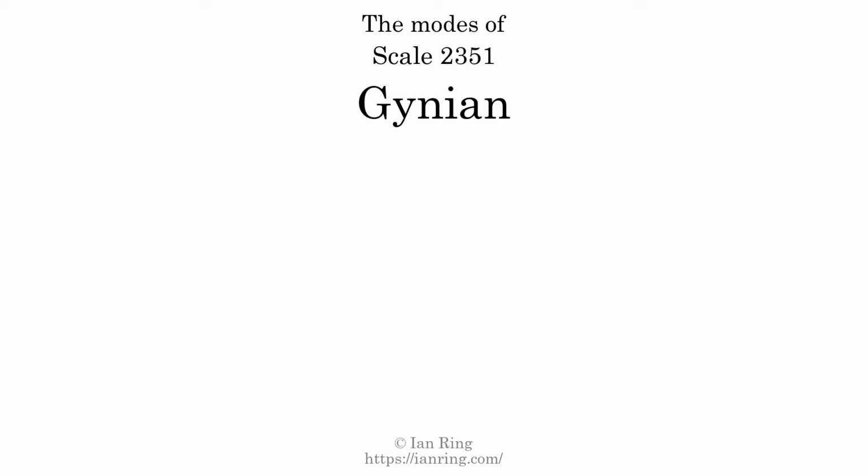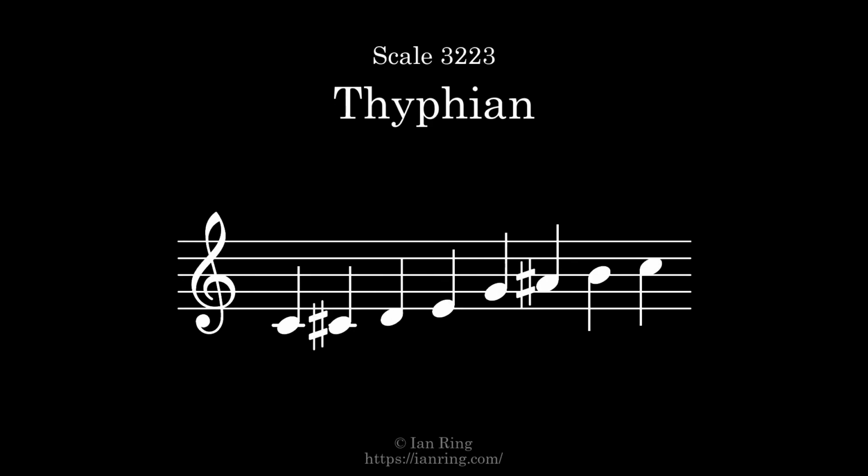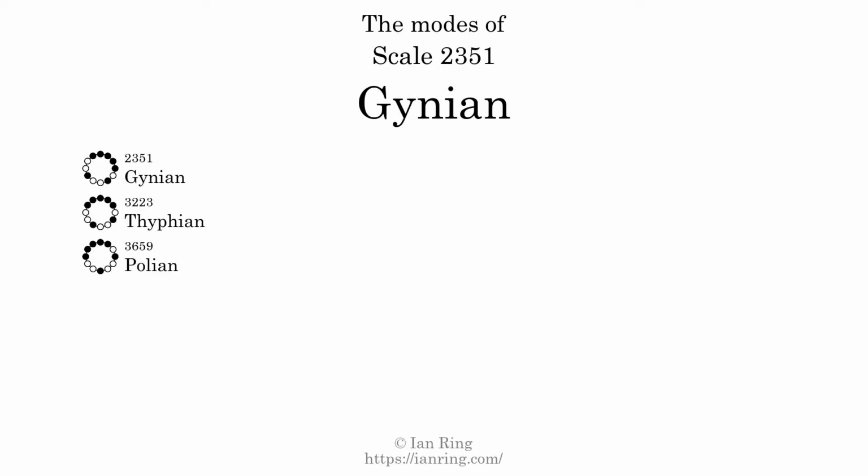This scale has 7 modes. The first mode is itself. The second mode is scale 3223, also known as Thiffian. It sounds like this. The third mode is scale 3659, also known as Polian. It sounds like this.